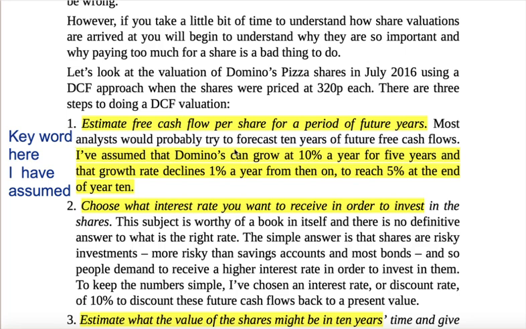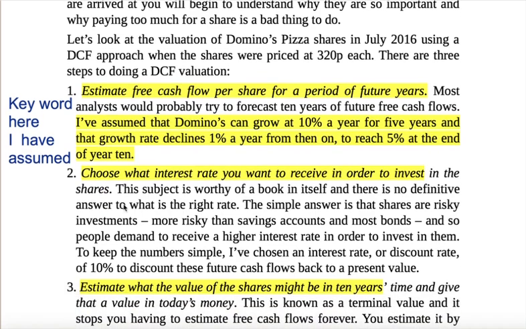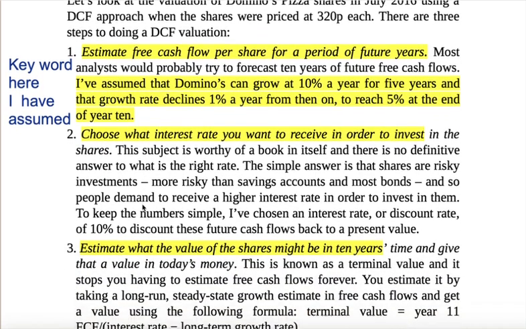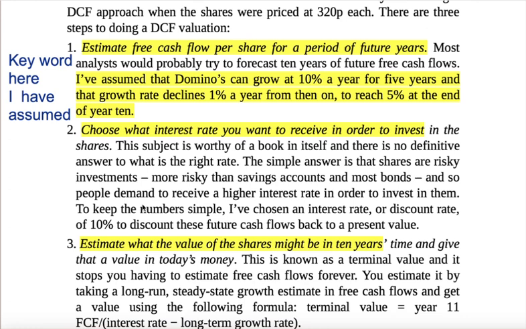Most analysts would try and forecast 10 years. He says, I assume Domino's can grow at 10% for 5 years, and then the growth rate declines 1% every year to reach 5% at the end of 10 years. See, the keyword here is "I assume." Every assumption can be different. Choose what interest rate you want to receive in order to invest, and this can be your discounting rate. You want to grow at 10%, 12%, 15%, and so on and so forth.